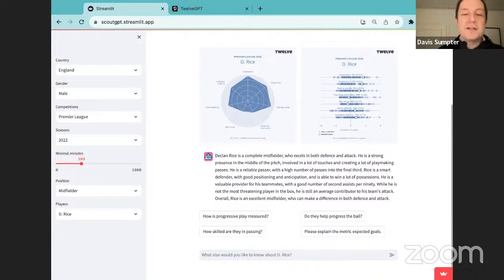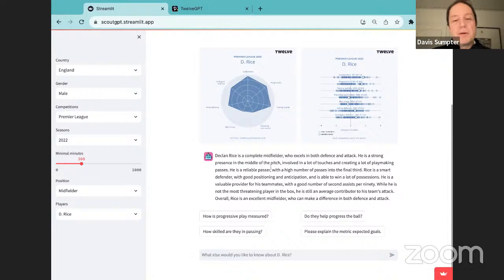It says, Declan Rice is a complete midfielder who excels in both defense and attack. He is a strong presence in the middle of the pitch, involved in a lot of touches and creating a lot of playmaking passes. He is a reliable passer with a high number of passes into the final third. Rice is a smart defender with good positioning and anticipation and is able to win a lot of possessions. He is a valuable provider for his teammates with a good number of second assists per 90. While he is not the most threatening player in the box, he is still an average contributor to his team's attack. Overall, Rice is an excellent midfielder who can make a difference both in defense and attack.